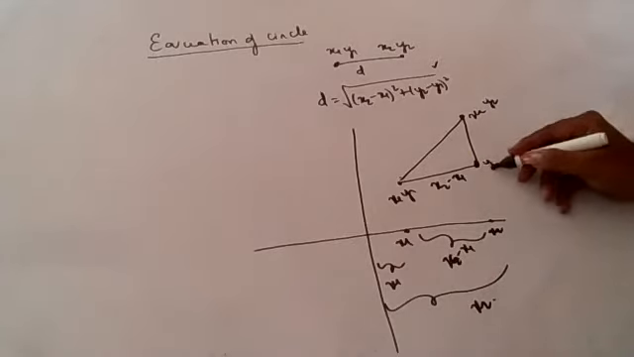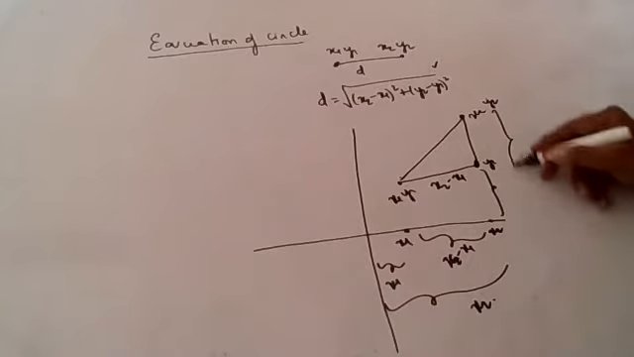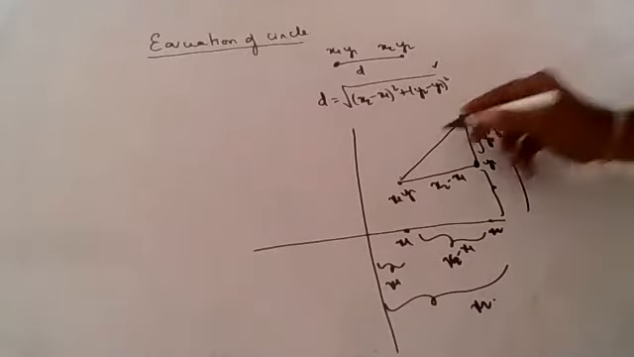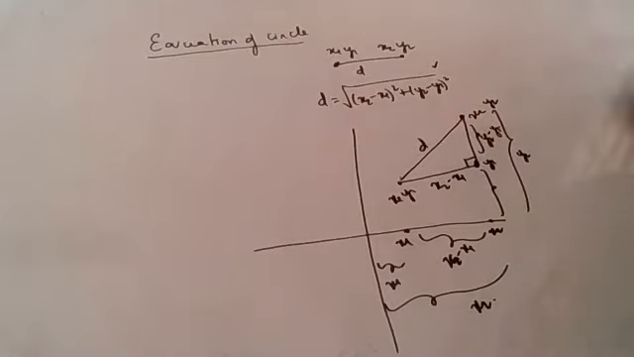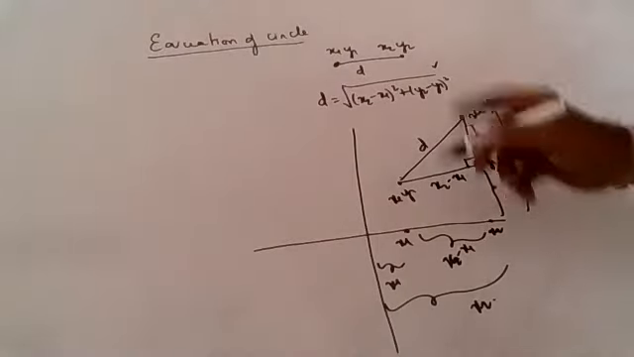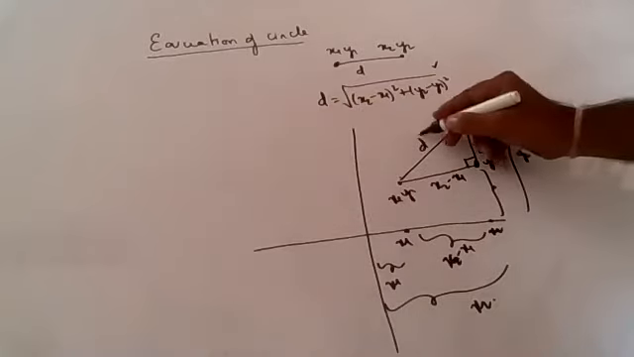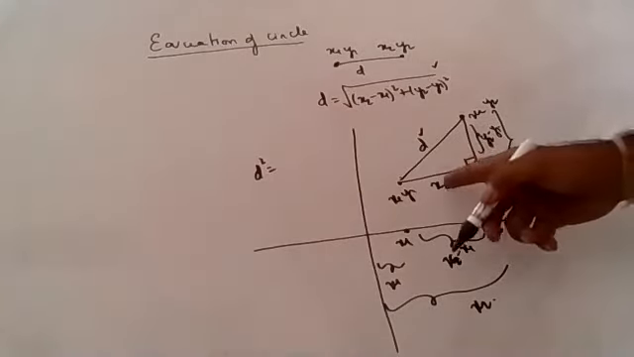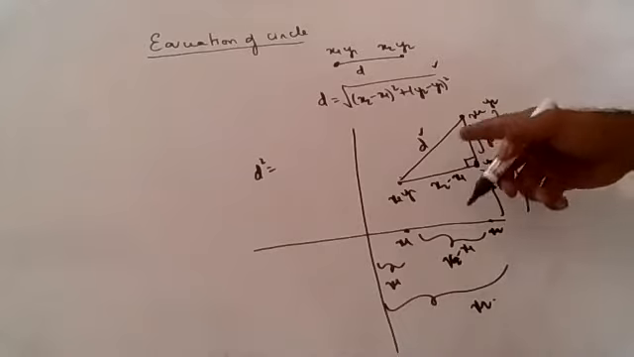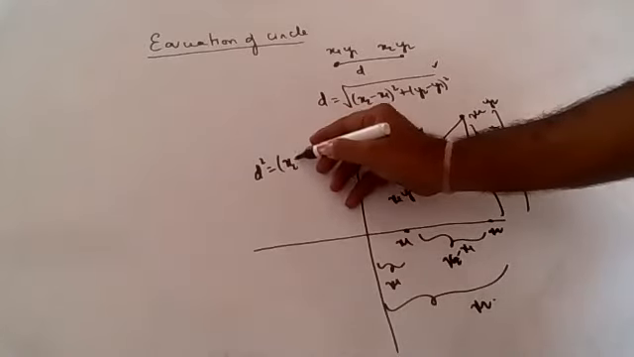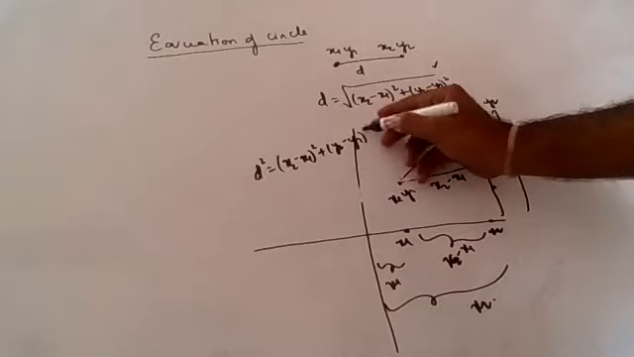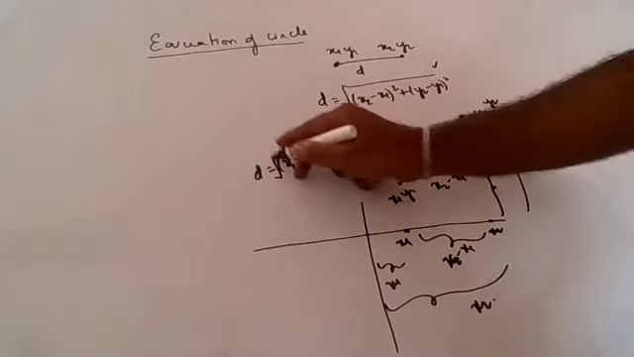In the same way, this is y1 till here and till here this is y2, and the distance is y2 minus y1. I want this distance. Since it is 90 degrees, we applied the Pythagoras theorem. What is the Pythagoras theorem? Hypotenuse square is equal to the sum of the squares of the other two sides: x2 minus x1 whole square plus y2 minus y1 whole square. If I remove this square, the root comes.